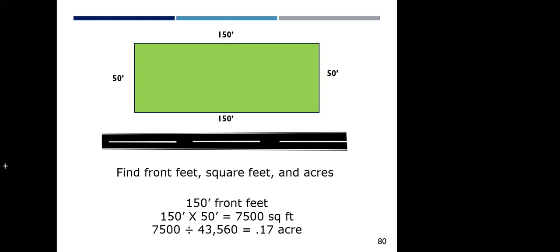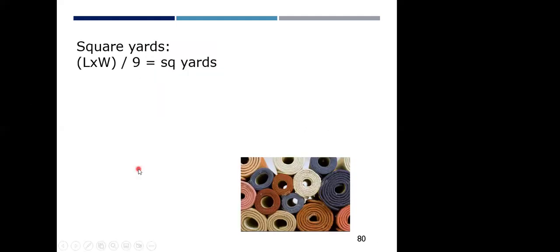Another measuring formula we need to know. Again, all formulas go on flashcards, you guys. We need to know how to solve for square yards. There are 9 square feet in a square yard. So to solve for square yards, you take length times width, our same formula. Length times width gives us square feet. And now that we have square feet, we can divide by 9 to get square yards.